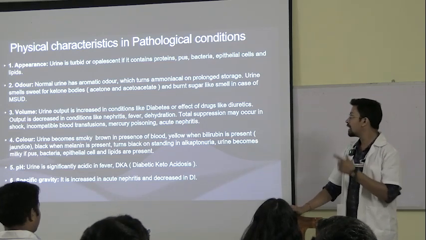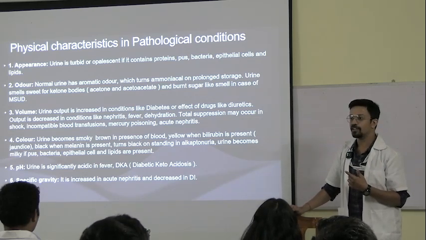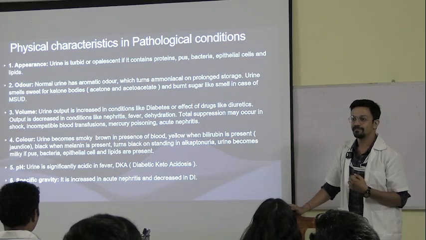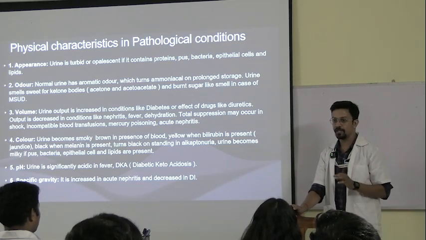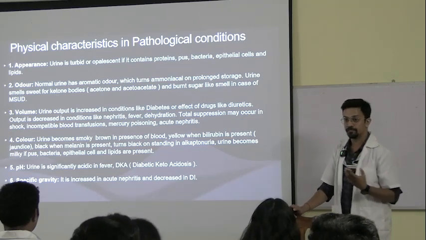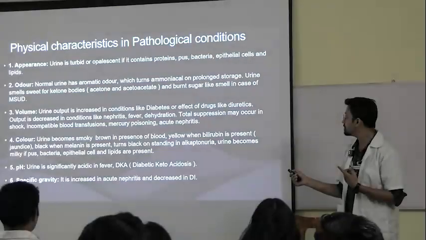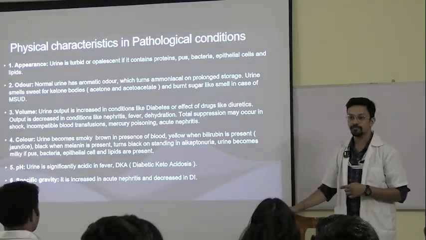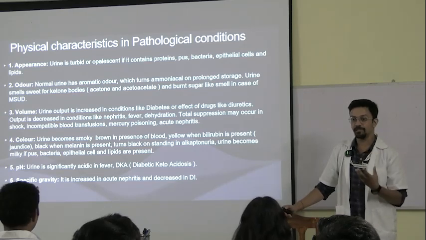Now, some pathological conditions where the odor can be very specific, like in case of MSUD. What is the full form of MSUD? Madam told. Can anybody recall? Maple syrup urine disease. Fine, remember it. In that case, you will get the smell of burnt sugar. Now there is another example, ketone bodies. In case of ketone bodies, which kind of smell will you get? That is a sweet smell.